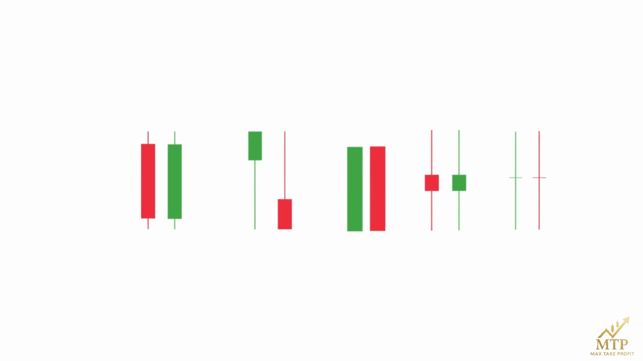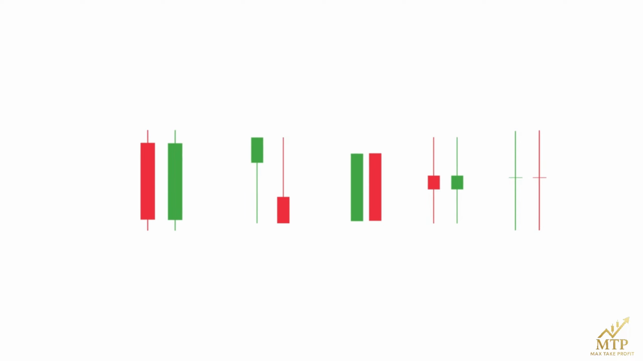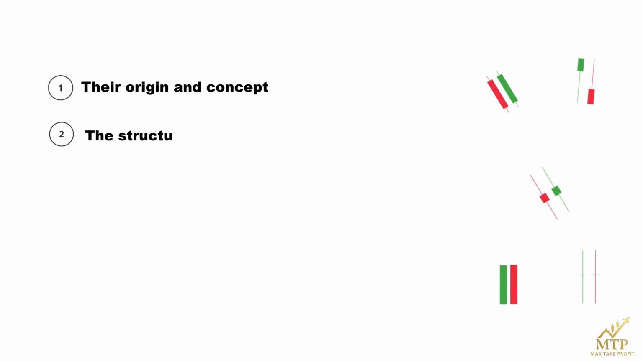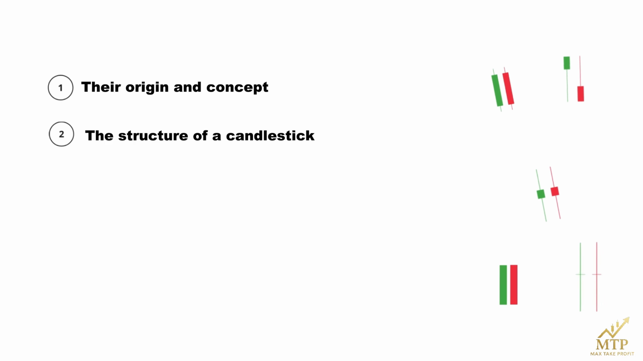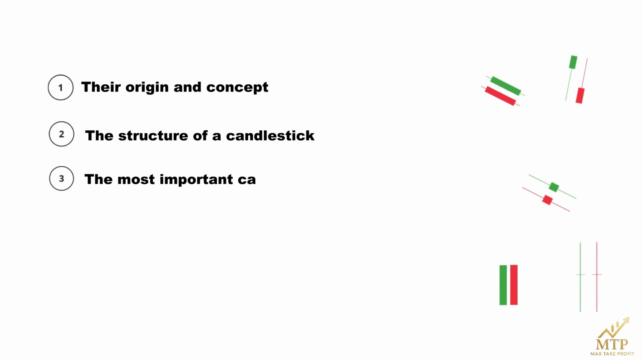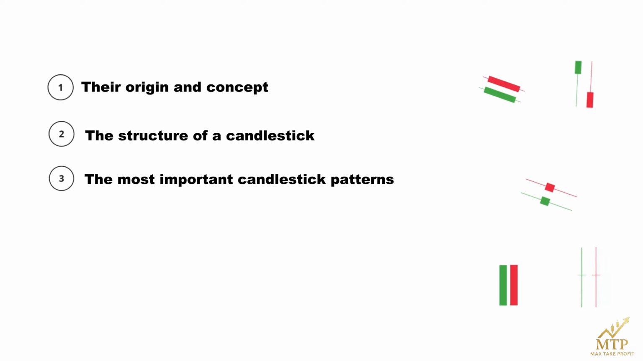By the end of this video, you'll fully understand what Japanese candlesticks are really telling you, their origin and concept, how it all started, and why candlesticks remain the universal language of trading. The structure of a candlestick, what each part means from the body to the wicks, and how they reveal the battle between buyers and sellers. The most important candlestick patterns, the ones every trader should know by heart to spot powerful market moves.